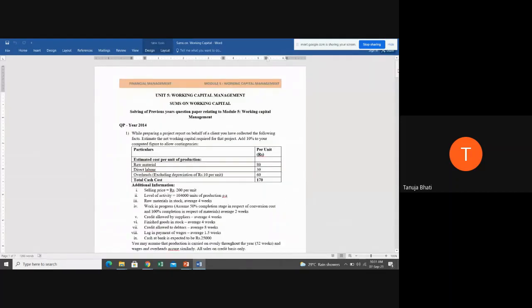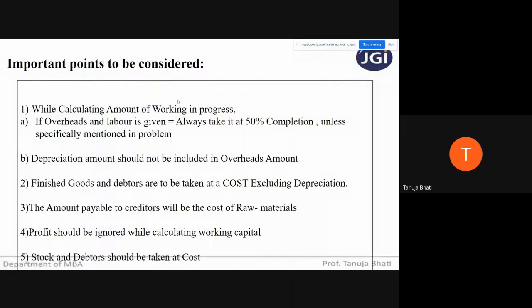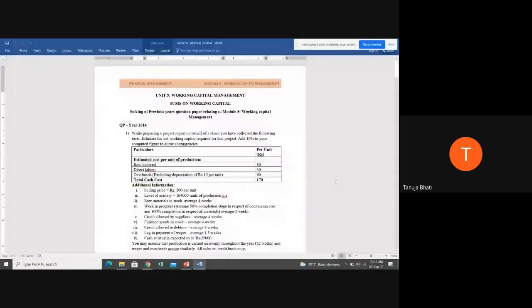Next is finished goods. Now, here I told you finished goods are to be taken at cost. So finished goods need to be taken at cost excluding depreciation. So this 170 is the total cost. It is already excluding depreciation, 170. And finished goods are in stock for 4 weeks.